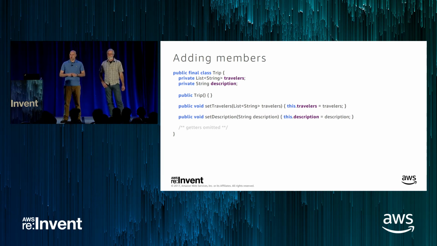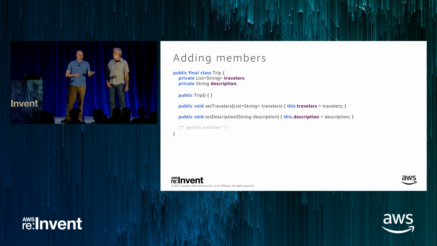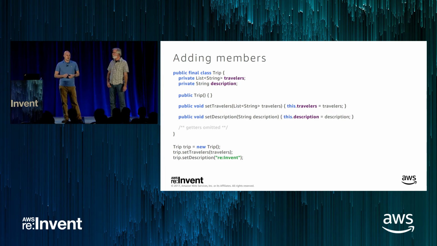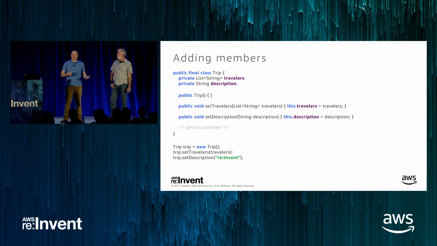We've got a trip object again, and it's got two properties, but we've got a no-args constructor. So we're not setting anything via the constructor, and we do it all through setters. And when I go to create one of these things, I new it up, and then I call set on it to set travelers, and then I call set on it to set the description. And this allows me to add properties because customers using this thing won't use those setters.